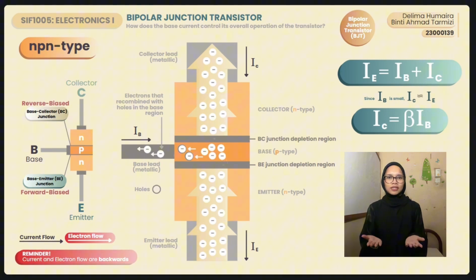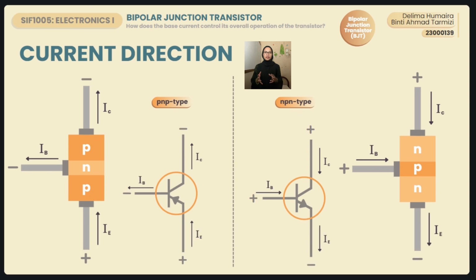How about the PNP transistor? Well, in a PNP transistor, the operation is similar but reversed, so the holes are now the majority carriers. If we compare the current direction of these two transistors, we'll see that the flow of current in the PNP transistor is just opposite to the flow of current in the NPN transistor.